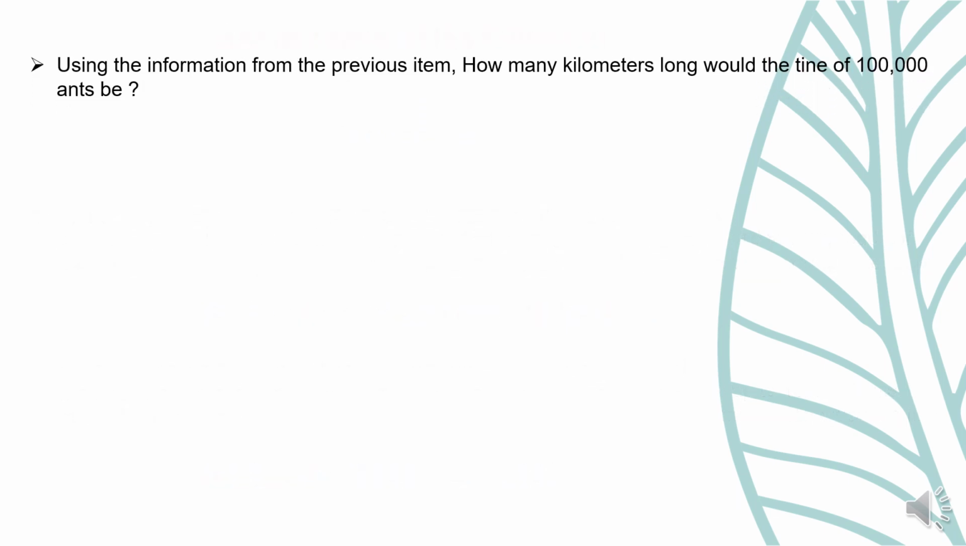Use information from the previous items. How many kilometers long would the line of 100,000 ants be? So again, 100,000 centimeters. Let's convert it first to meters by canceling 2 zeros, that means 1,000 meters. And convert it to kilometers, cancel another 3 zeros, which equals 1 kilometer.